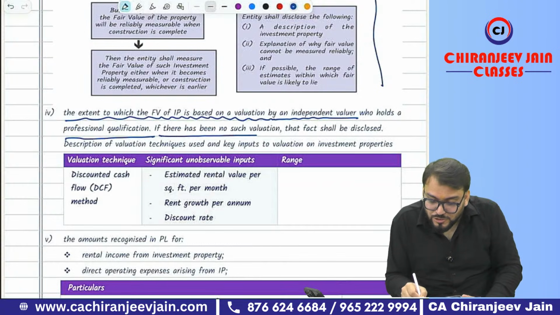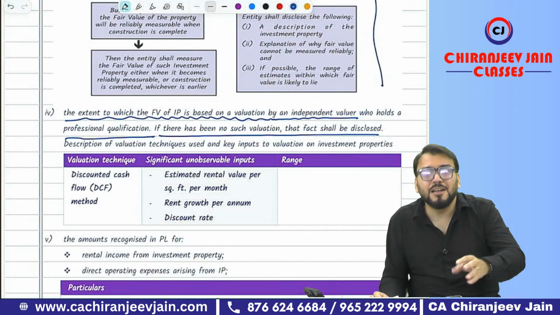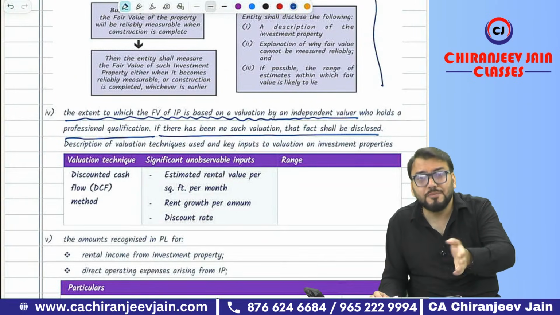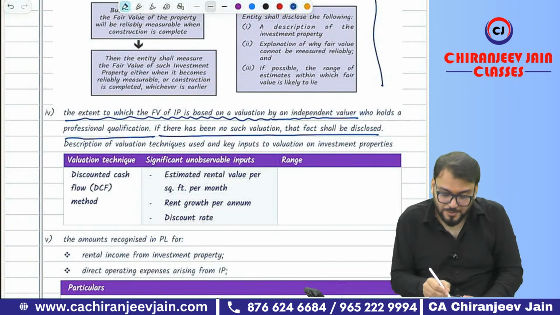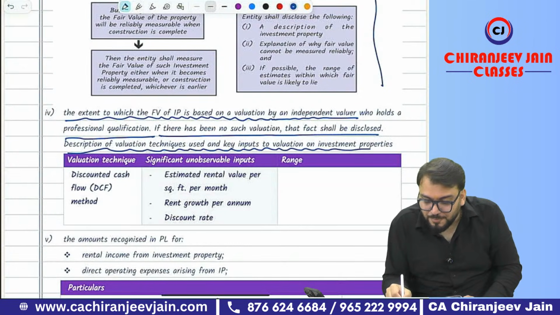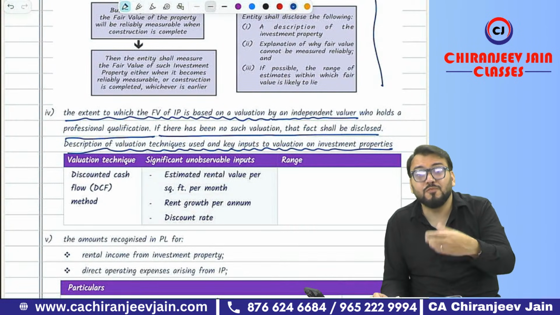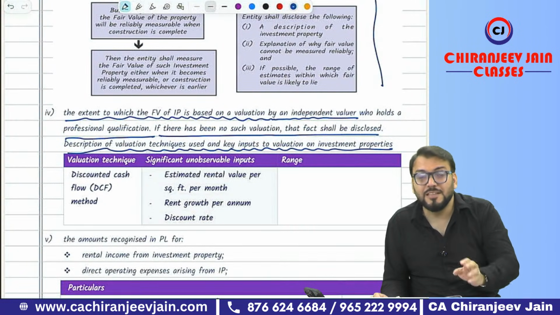If there has been no such valuation, the facts should be disclosed. If it is valued by some related party or any other person who is not qualified, then facts should be disclosed. Description of valuation technique and the key input to valuation of investment property means what method has been used and what assumption has been taken for the measurement of fair value that need to be given.